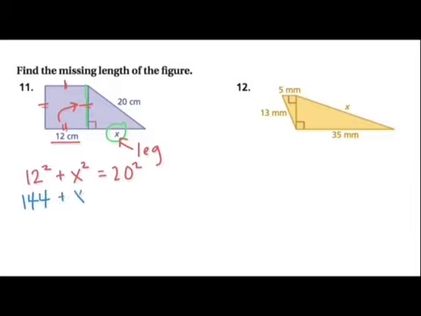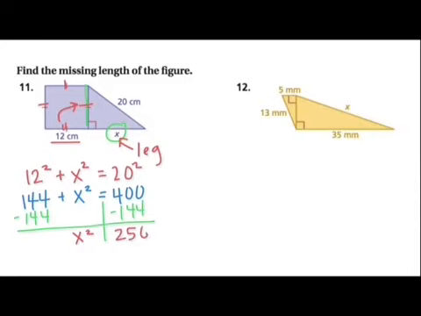So we have 144 plus x squared equals 20 squared, which is 400. Then I'm going to use train tracks to solve for my x. I'm going to subtract 144 on both sides, and we get x squared, and 400 minus 144 is 256.